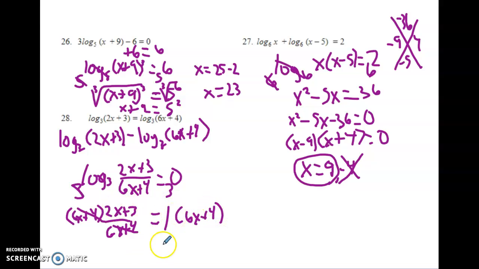I'm going to minus a 2x from each side and get a 4x. And then I'm going to minus a 4 from each side and get negative 1. Then when I divide by 4, my answer is x equals negative 1 over 4. There we go.